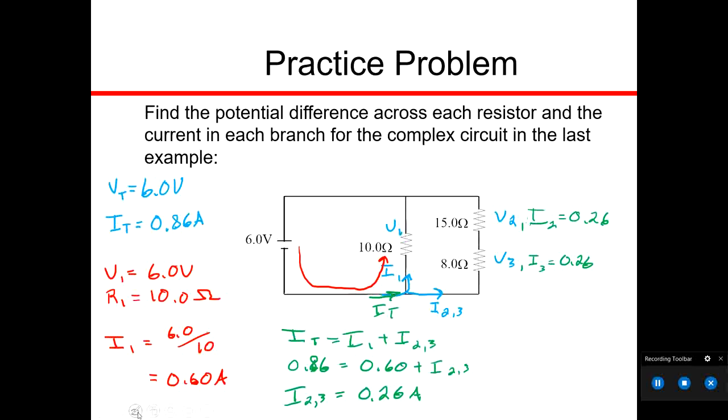So the last step to this problem then is just calculating our voltage 2 and our voltage 3. For both, we're just using Ohm's law. Okay, so we take V2 is equal to I2 times R2. We have our R2 is 15. Our I2 is 0.26. Multiplying those together gives us 3.9 volts. And V3, doing a similar fashion, multiplying I3 by R3 gives us 2.1 volts.